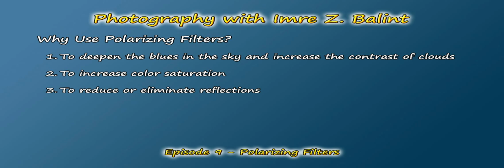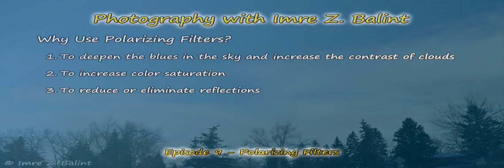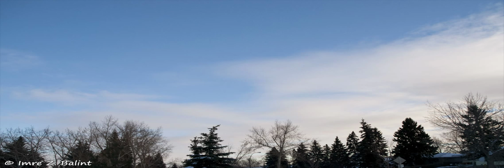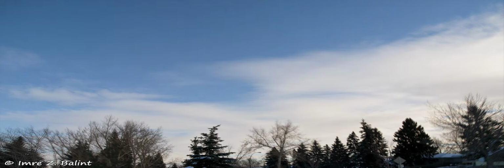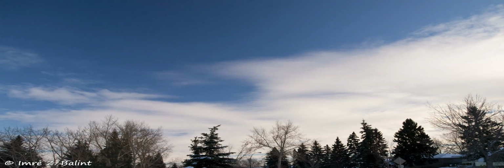Let's start with the first reason, and by doing so I can also easily explain how to use these filters. The image you're seeing here is taken through a circular polarizing filter. And so is this image, taken literally about 2 seconds after the first one. To get this stunning difference, all I had to do was rotate the polarizing filter 90 degrees. Simply said, there's not much to using these wonderful filters.